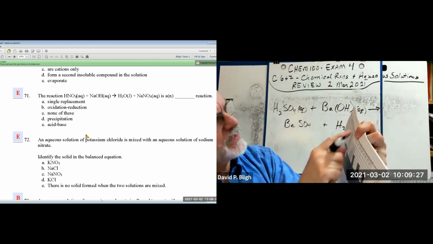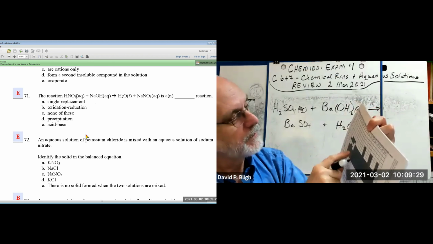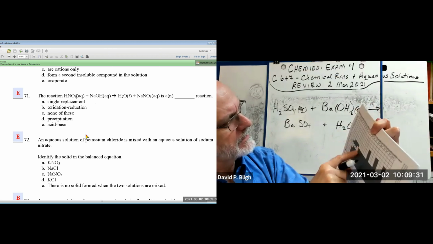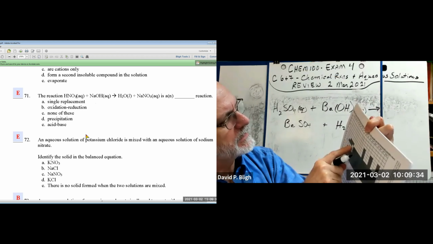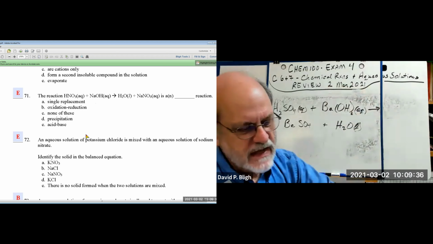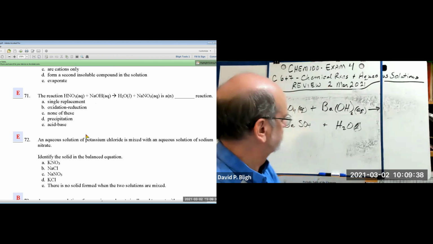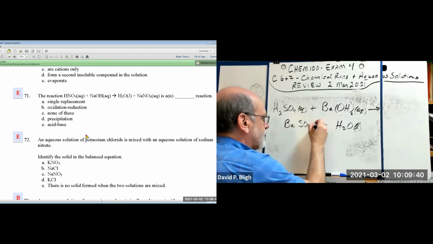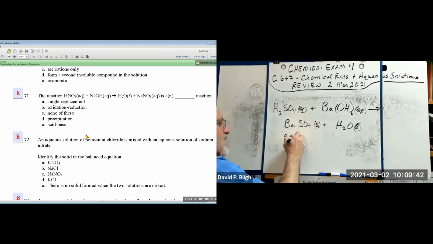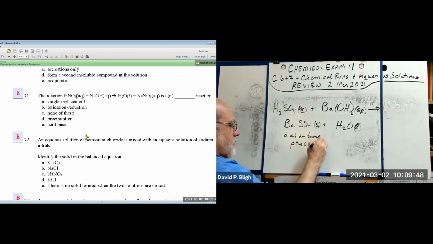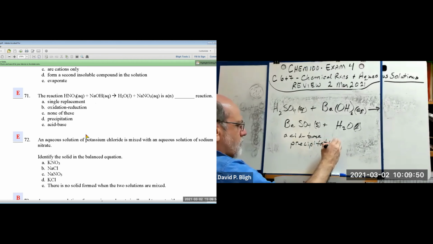Let me confirm. Barium hydroxide is soluble. Barium sulfate, here it is. Barium sulfate is insoluble. So here you have an acid-base reaction and a precipitation. Well, technically you have a double replacement too.